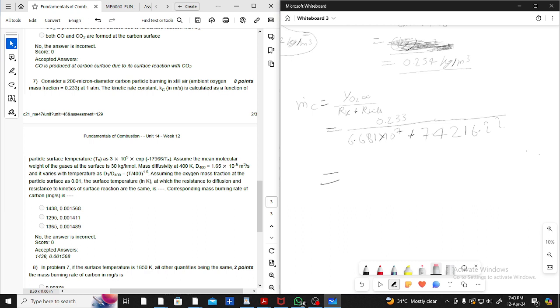So it is 0.00348. Sir, it is not within the range given in the answer. Yeah.